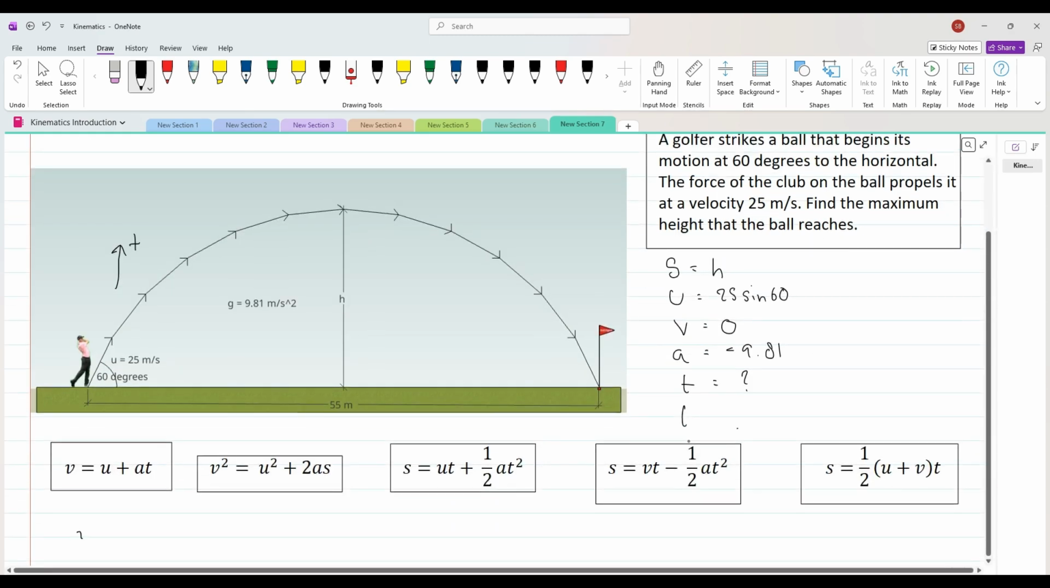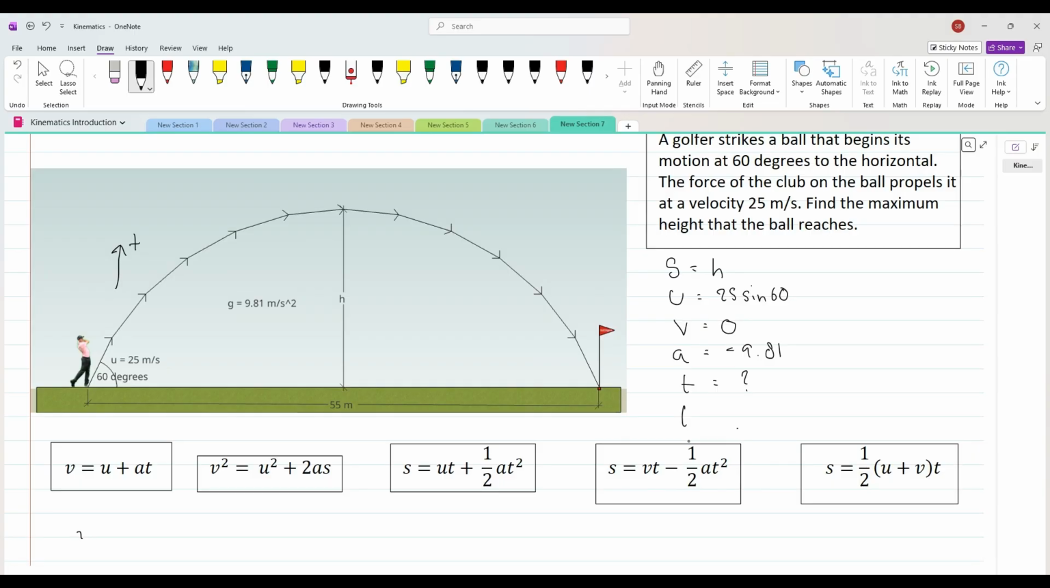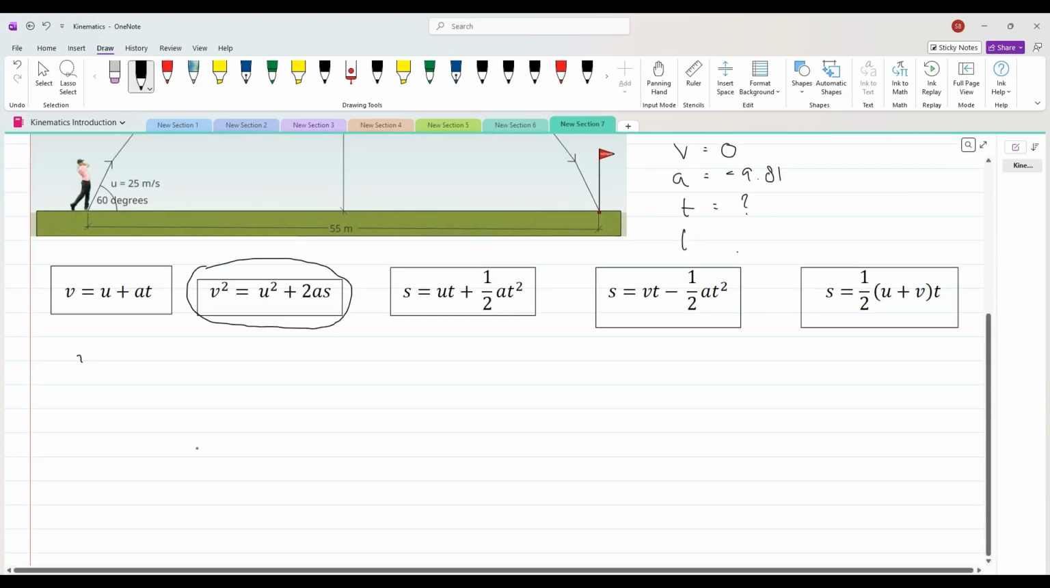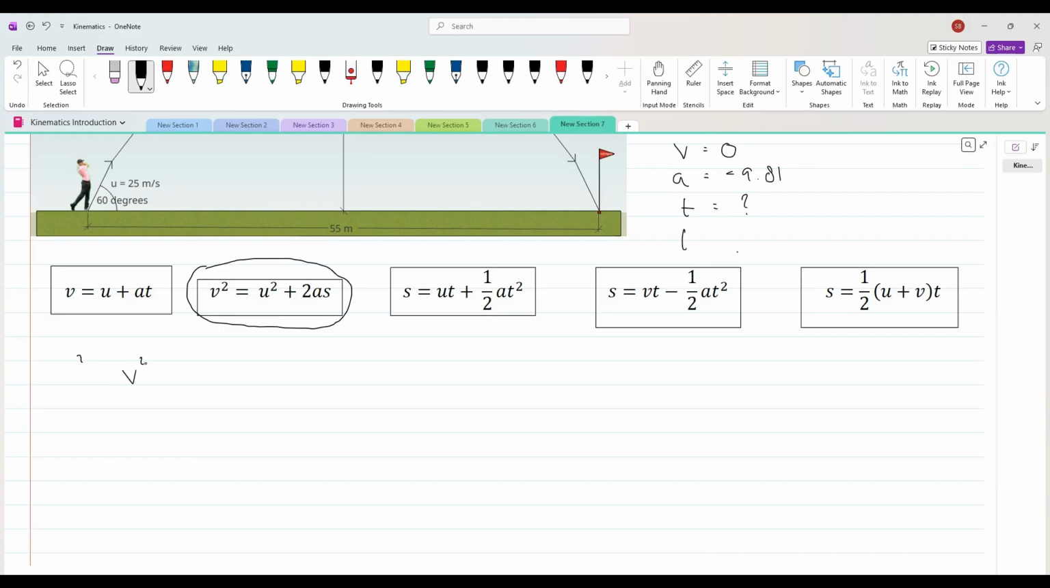So let's look at our suvat equations down here and decide which one we want to use for our calculation. So we have u, v, a and s. Looking at these 5 equations, the most suitable one to use would be the second one here: v squared equals u squared plus 2as. So let's write that down. So we have v squared equals u squared plus 2as. Let's plug in our numbers.